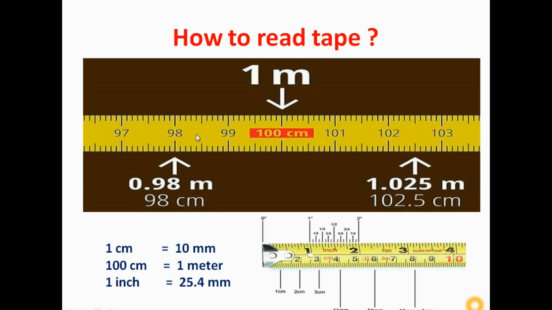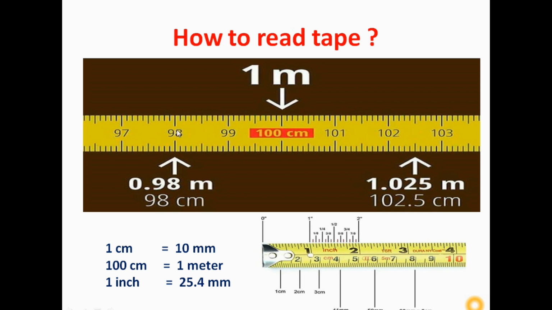In between this big centimeter line there are many small lines. The distance between any two adjacent lines is 1 millimeter. That means from here to here it is 1 millimeter, and total 10 millimeter is equal to 1 centimeter. Okay, in between these two biggest lines there are many small lines, but at the middle there is one big line. This big line indicates 5 millimeter or half centimeter.